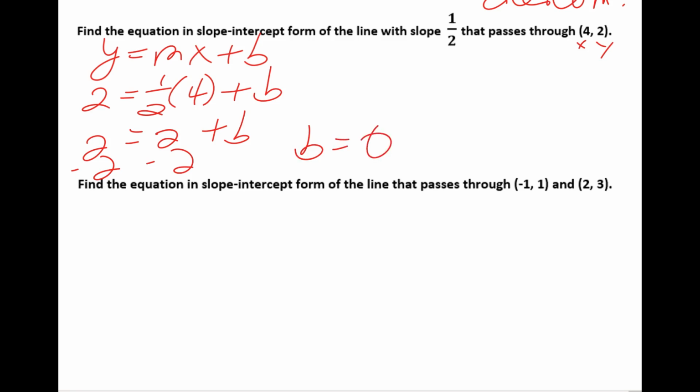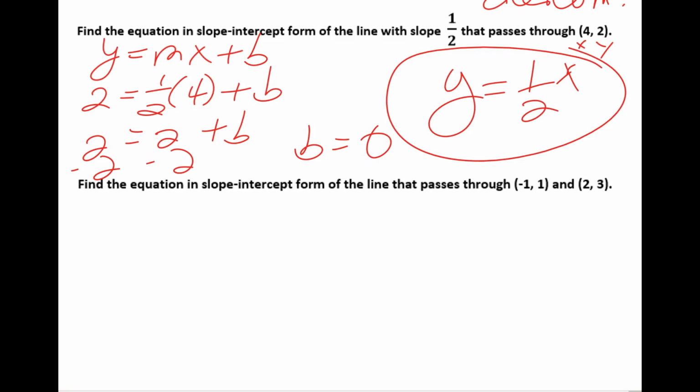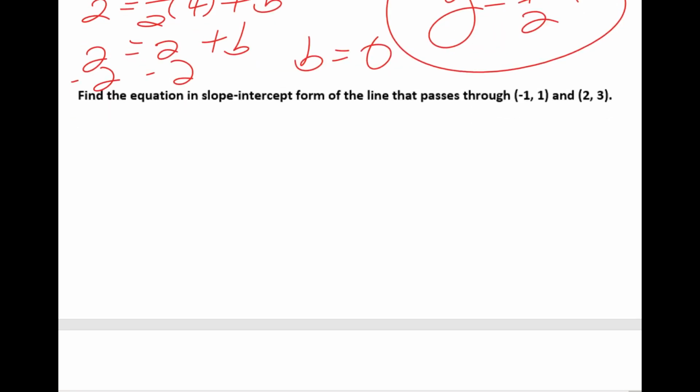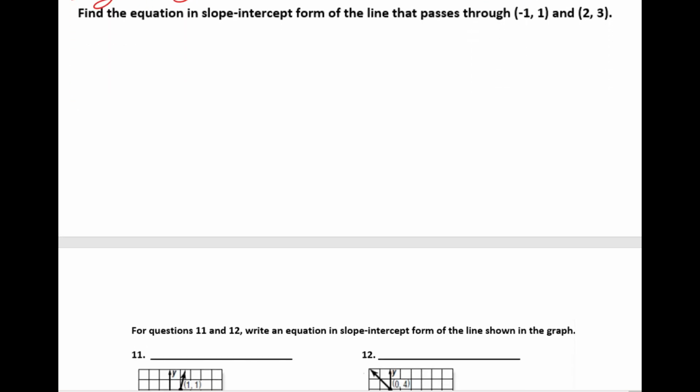So what's the equation of the line in slope-intercept form? Rewrite as y equals 1/2 x. And we do not do plus 0. Math competent people, no, we don't do that around these pods.